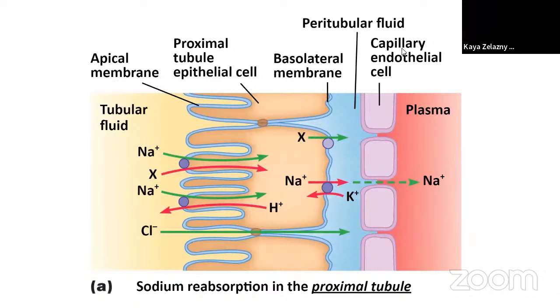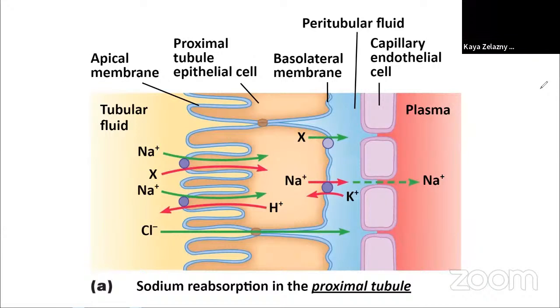So here we see a picture of a cell. This is a cell we have seen before, and we've possibly seen this exact diagram before. What we're looking at is the proximal tubule. That's the first part where we have the unregulated reabsorption, but there's a lot of it.